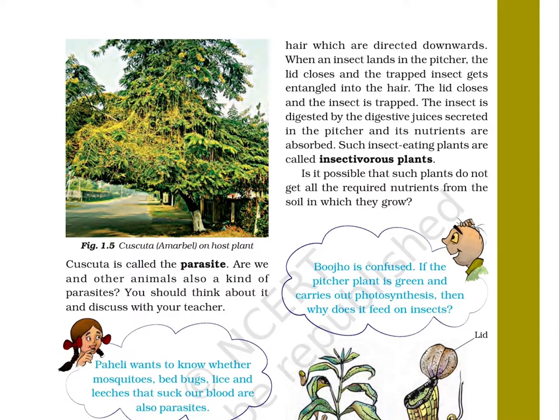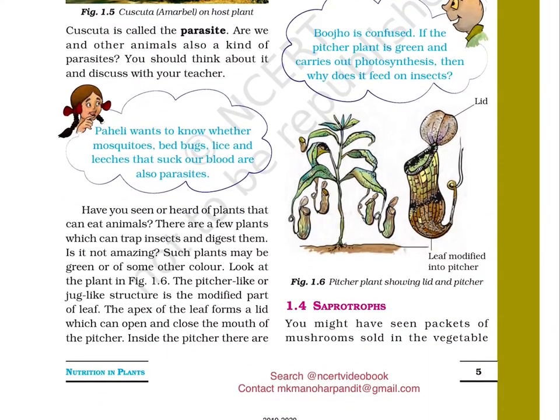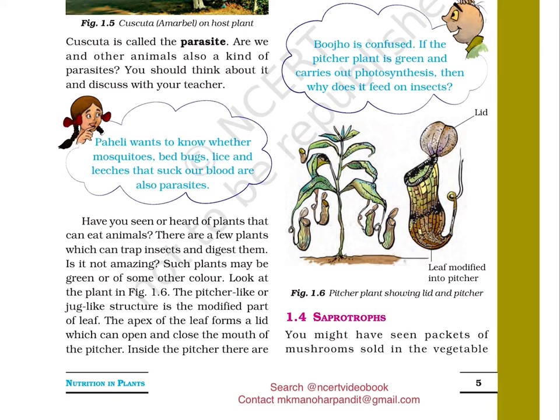Is it possible that such plants do not get all the required nutrients from the soil in which they grow? There's a thought bubble given here. A picture of Bojo is next to it. Bojo is confused. If the pitcher plant is green and carries out photosynthesis, then why does it feed on insects?